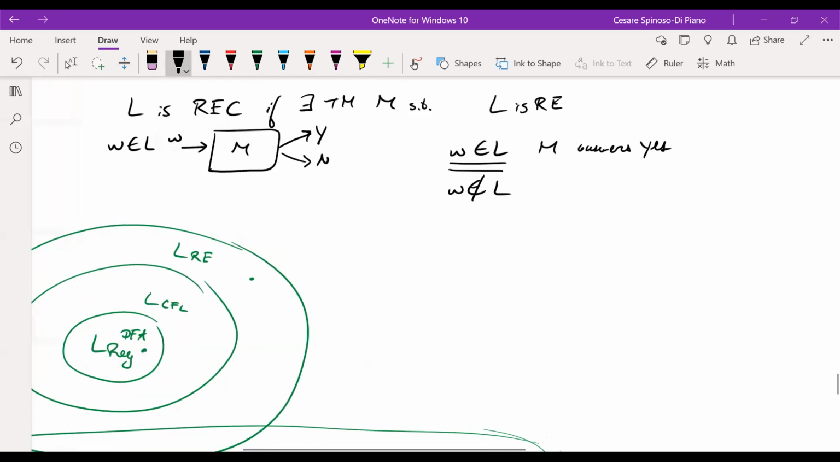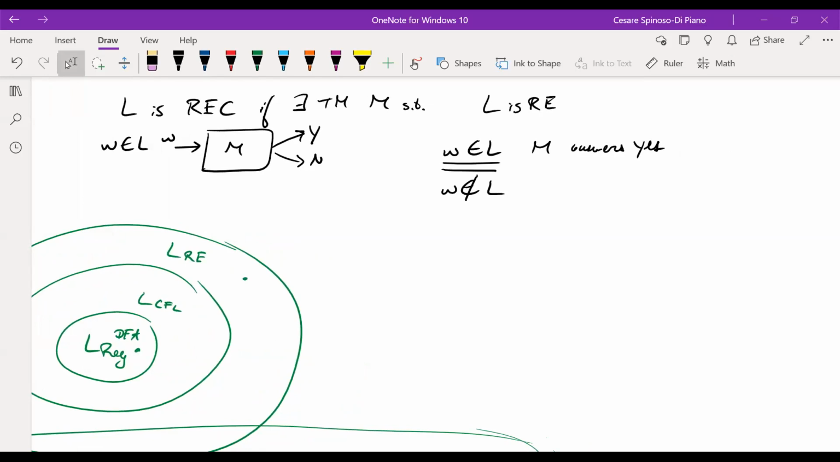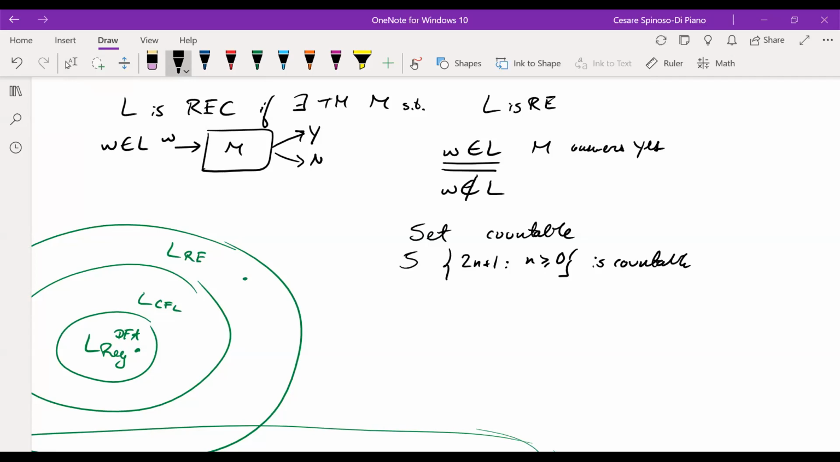So countability is also from 232. A set in general is countable if there's a procedure to enumerate the elements in your set. For example, if you have the set of non-negative odd numbers, then this set is countable. If this is your set, let's say S, you need to take each element in S and map it to an element in the set of natural numbers.